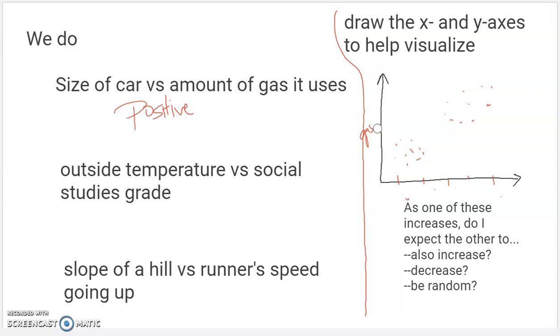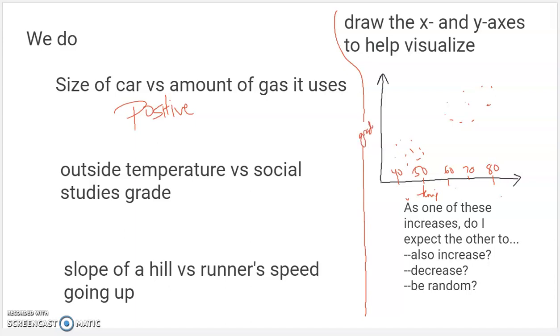Let me erase and go again. What about outside temperature versus your social studies grade? Okay, so let's go temperature down here. So like 40 degrees, 50 degrees, 60, 70, 80, and then your social studies grade up here.